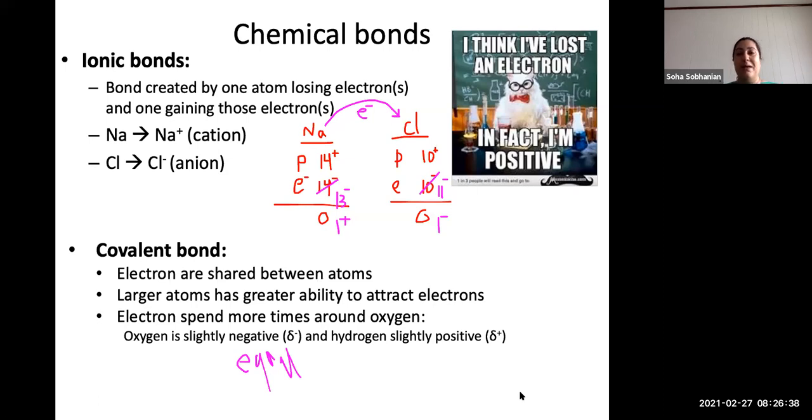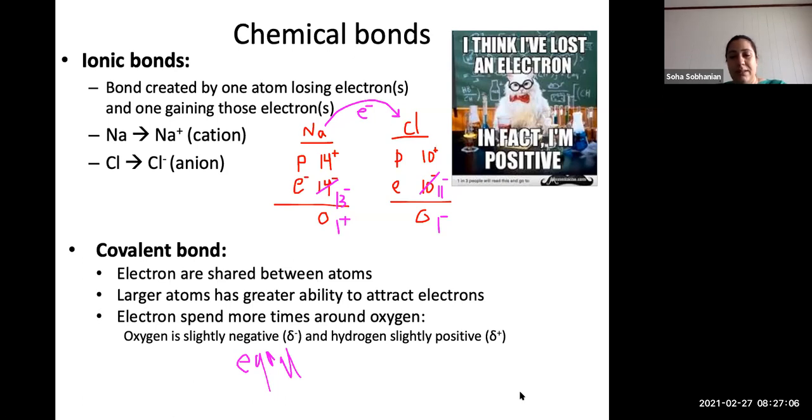So basically, imagine you have a pizza between two people: one person gets half, the other person gets half. You're really not distributing anything unevenly. So we refer to these as non-polar covalent bonds. By just simply saying covalent bond, that's not sufficient. You need to go into a little bit more detail: non-polar covalent bond.